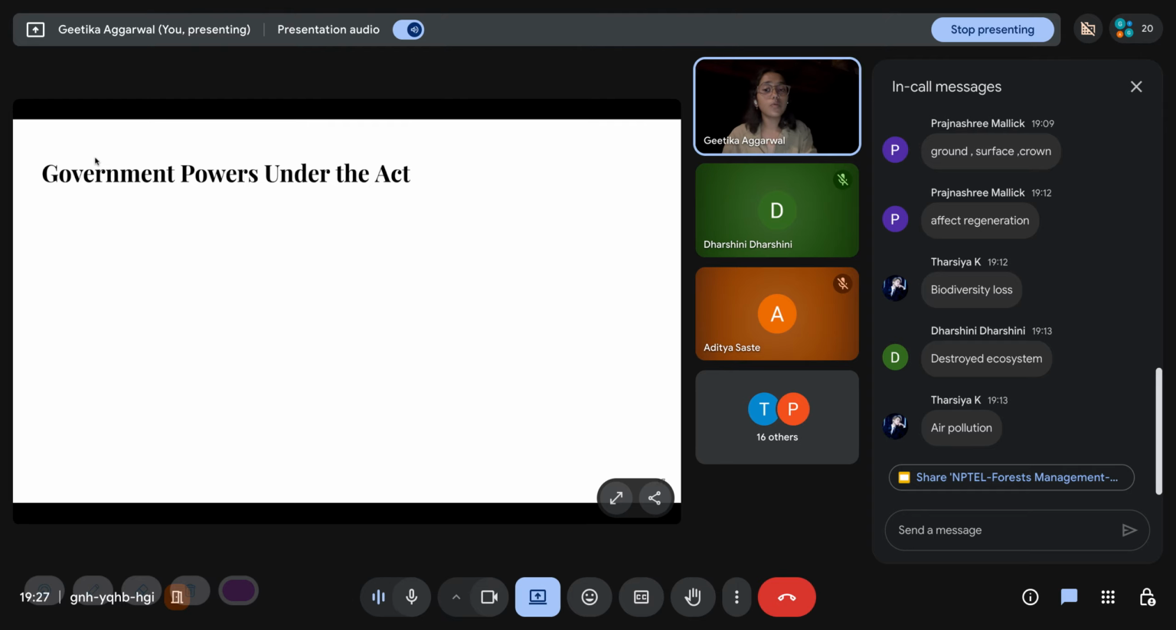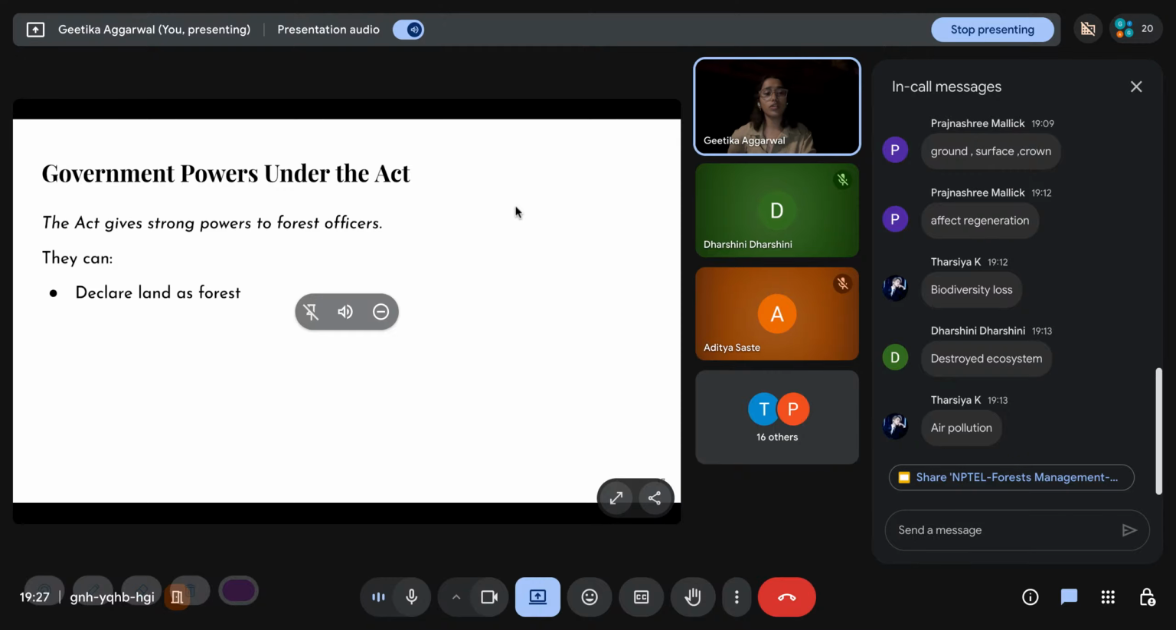Now, what are the powers with the government under this act? So what all powers does this act give to the government? There are very strong powers given to the forest officers. They can declare a particular land as forest. So if a particular land is left fallow or something and there's a lot of trees, the forest officers can actually declare it as a forest. They can seize illegal timber, so illegal cutting of trees they can seize. So if there are trees that have been felled without the knowledge of the forest department, the forest officers can actually seize this illegal timber that has been cut down.